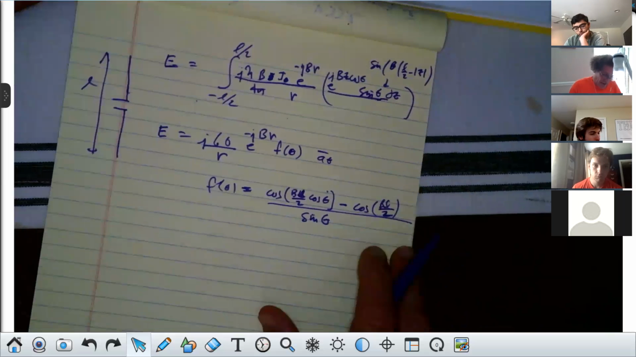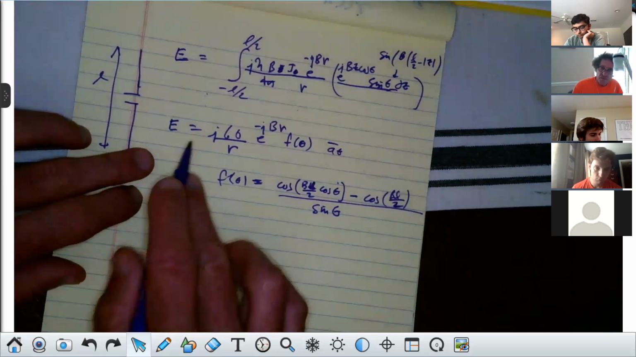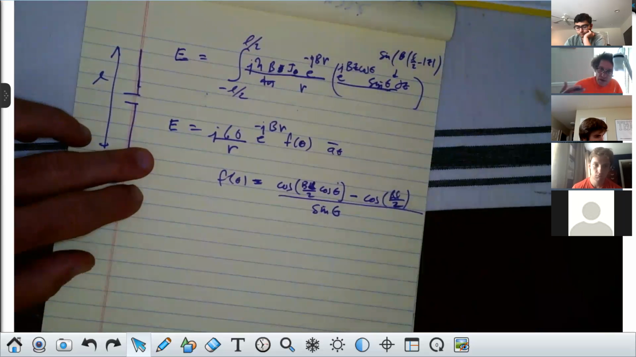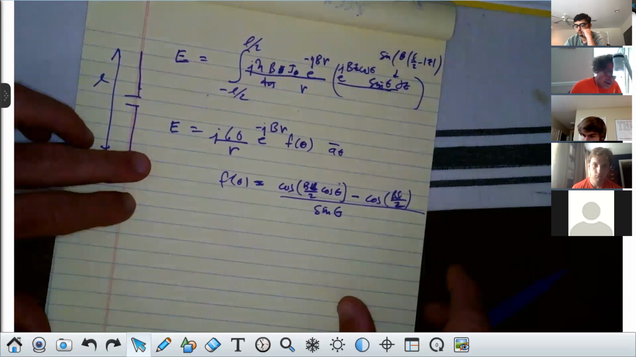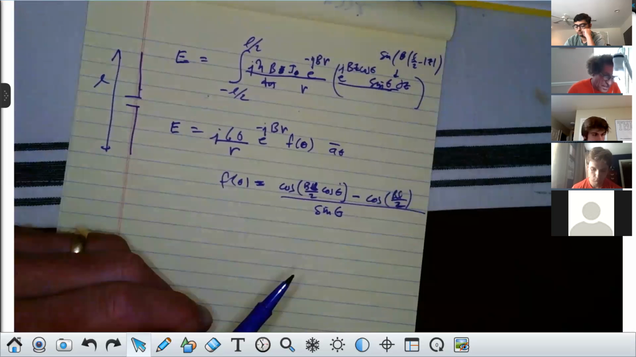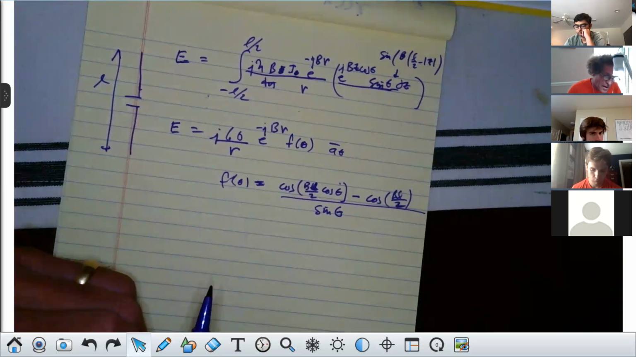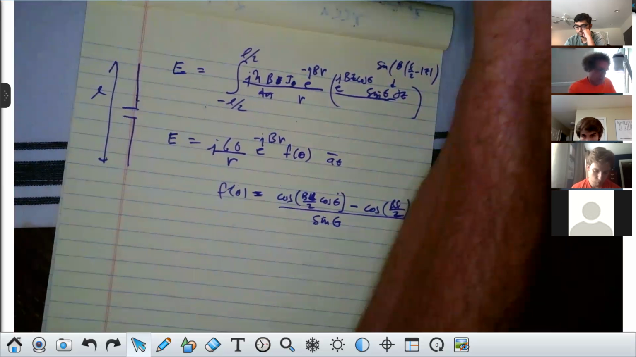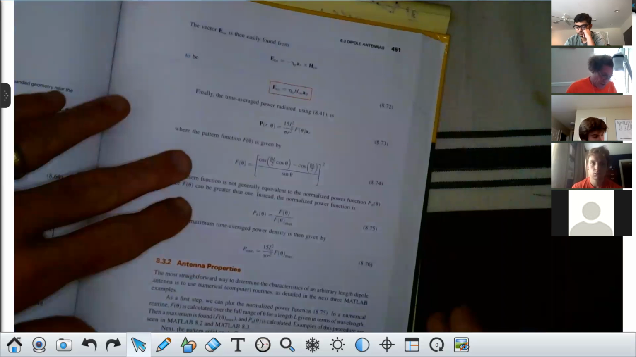Now, once you have the E field, don't you also have the power density in the far field, class? The power density would be 1/2 E squared over eta, right? And when you do the power density, oh, I've got to tell you one other thing too. Now, I put a small f of theta. What he does is this.